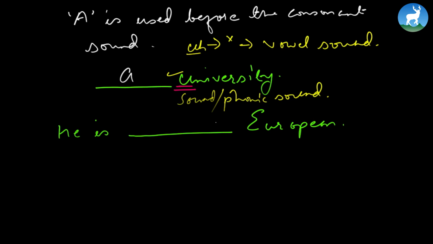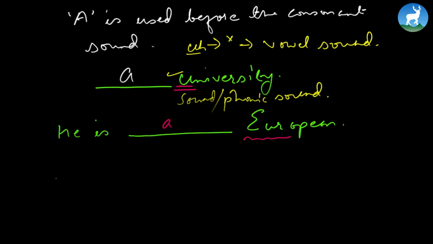Look at this. He is... Now, do you say an European? If you're saying an European, that's wrong pronunciation. It's a European. He's a European. Look at that, yo. The first initial sound here is "yo". Right? That's why he's a European.